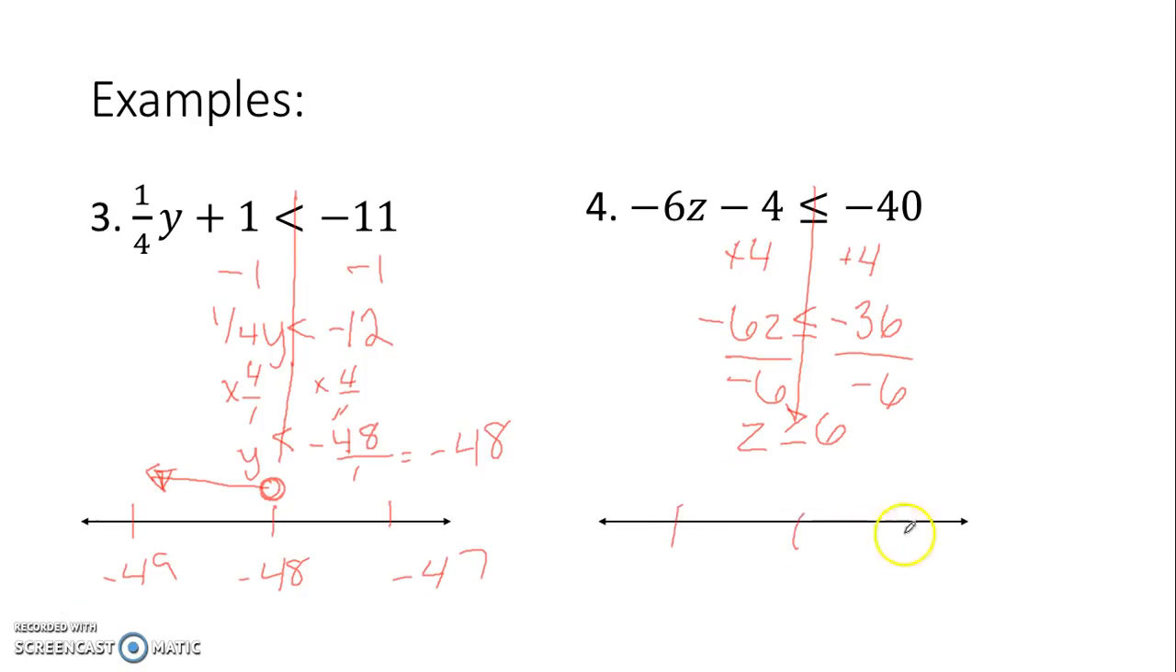So now we will graph. We have 5, 6, and 7. It's going to be a closed dot because it's greater than or equal to, and an arrow towards the right.